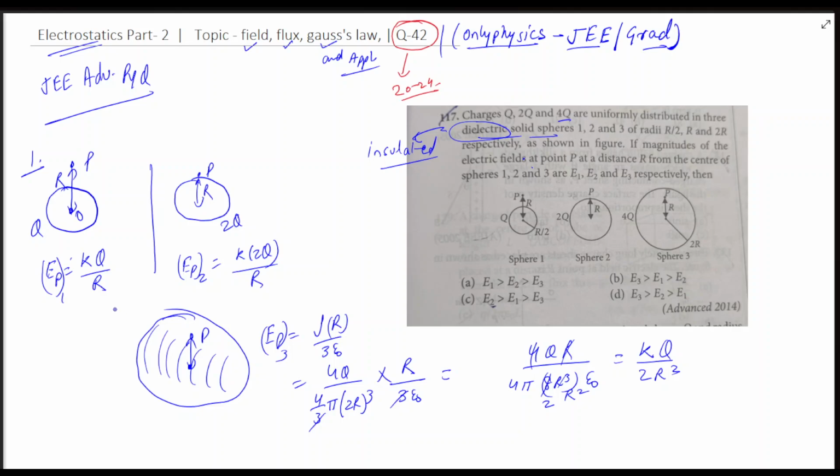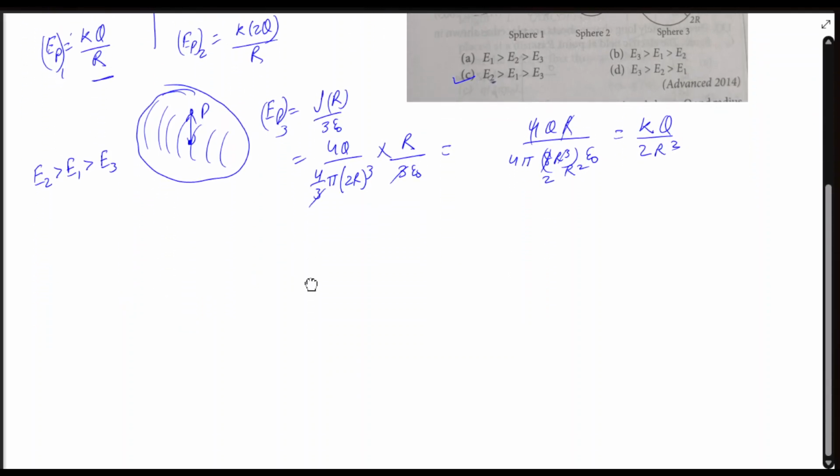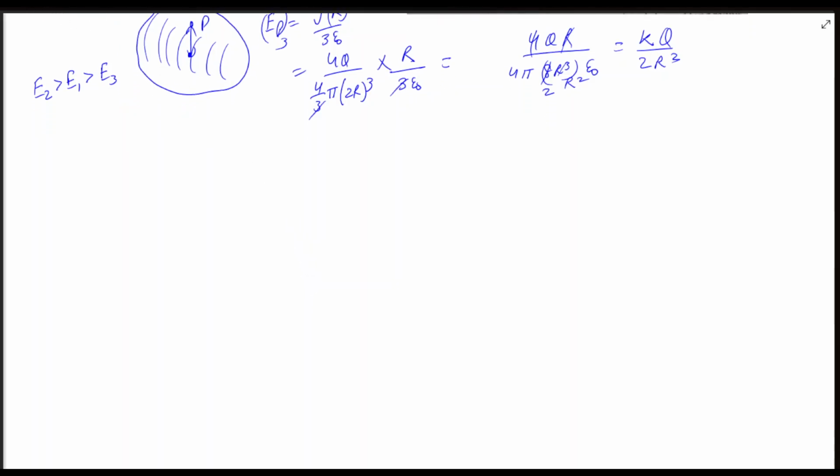So clearly we can see, if this is E naught, this will be 2 E naught and this will be E naught by 2. So E2 will be greater than E1 and then E3. So option C will be correct. It's a pretty easy question, a basic CBSE level question.